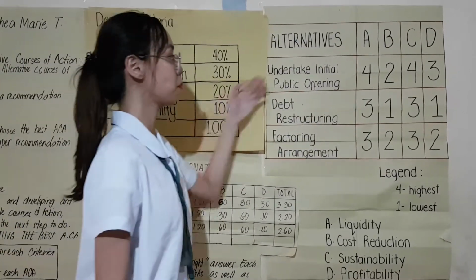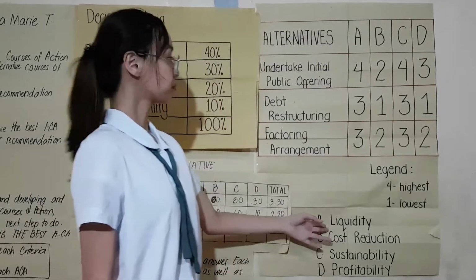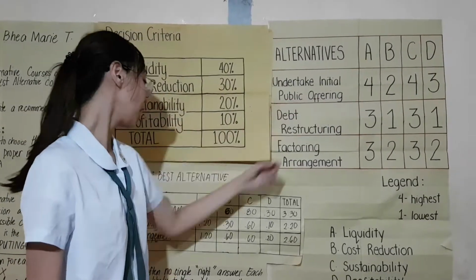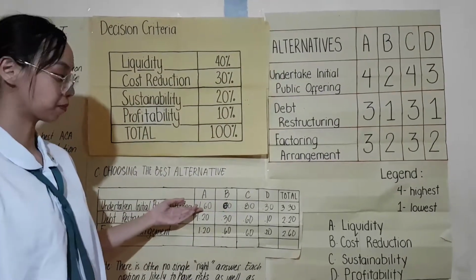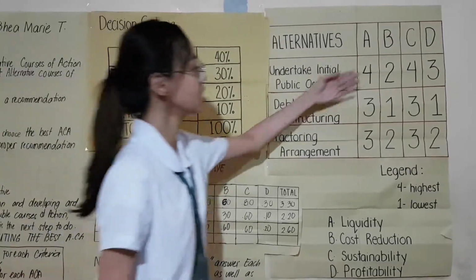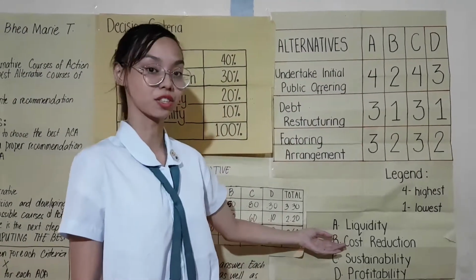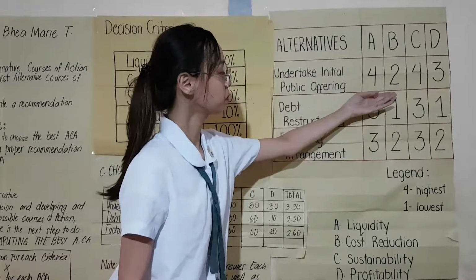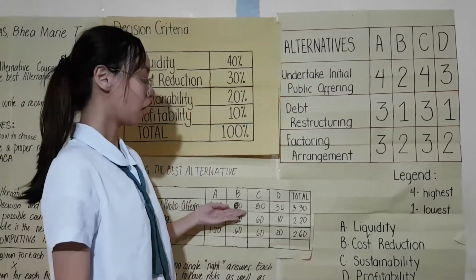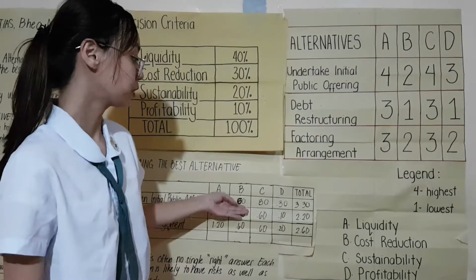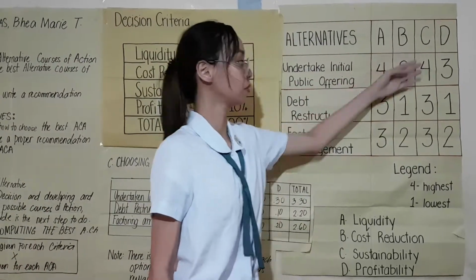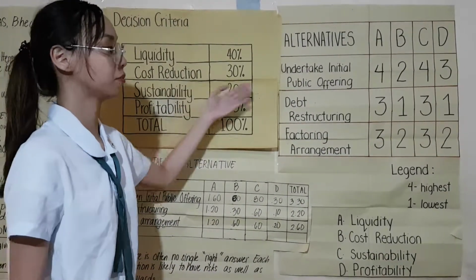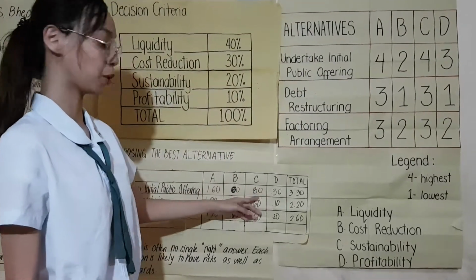In this example, A stands for liquidity, which is weighted as 40% or 0.40 multiplied by the rate of 4, and the product would be 1.60. The next one would be B, cost reduction, weighted as 30% or 0.30 multiplied by 2, and the product would be 0.60. The next one would be C, sustainability, weighted as 20% or 0.20 and multiplied by 4, and the product would be 0.80.